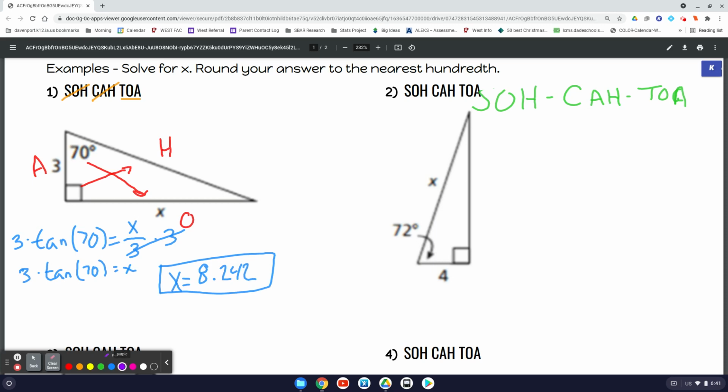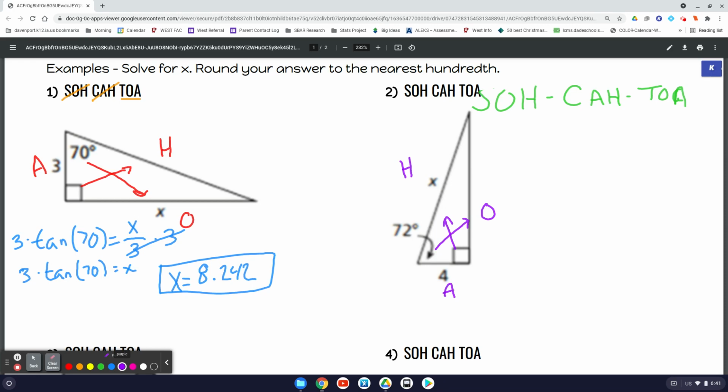Okay, let's look at the second one. Once again, right triangle. I'm going to label all my sides. Across from my right angle is my hypotenuse. Across from the angle I care about is my opposite. Third side is my adjacent.